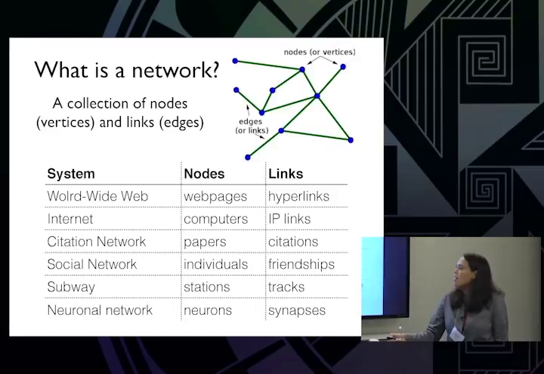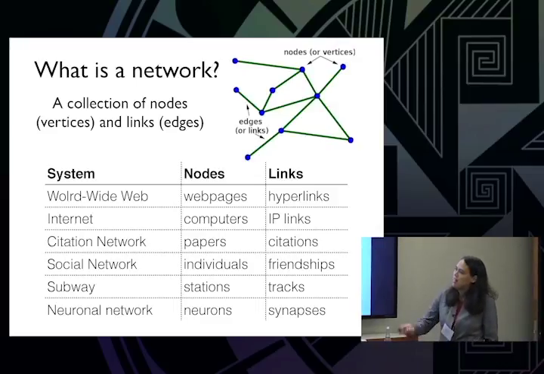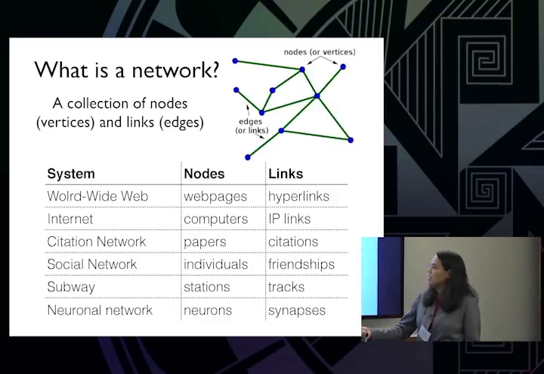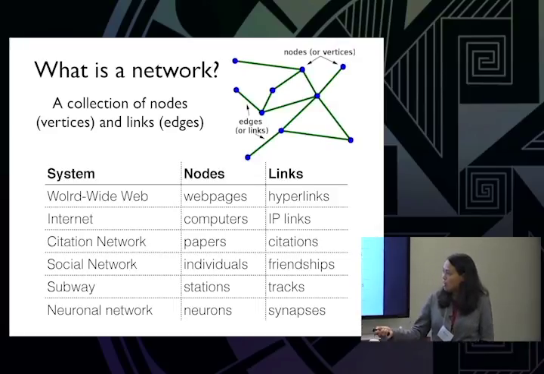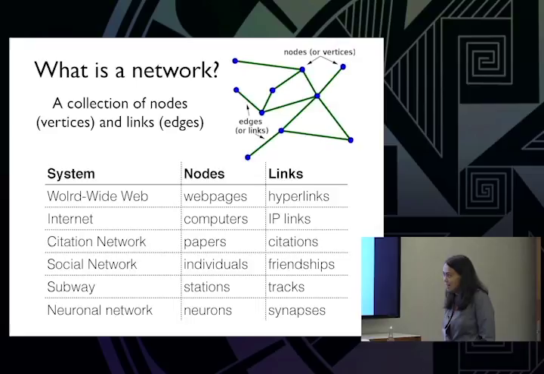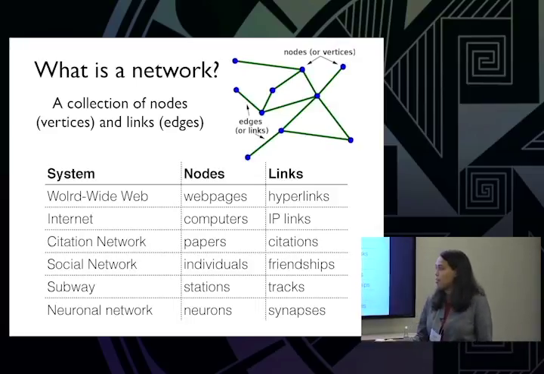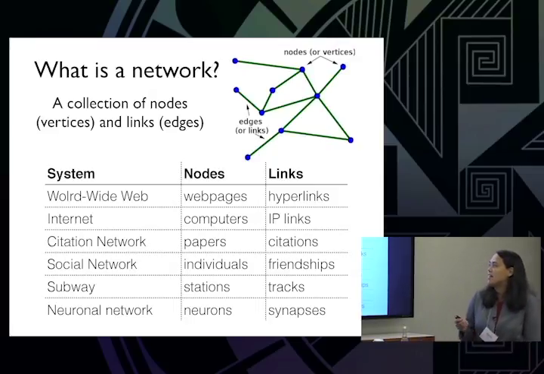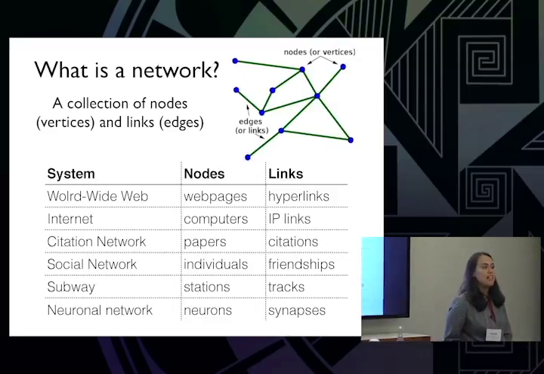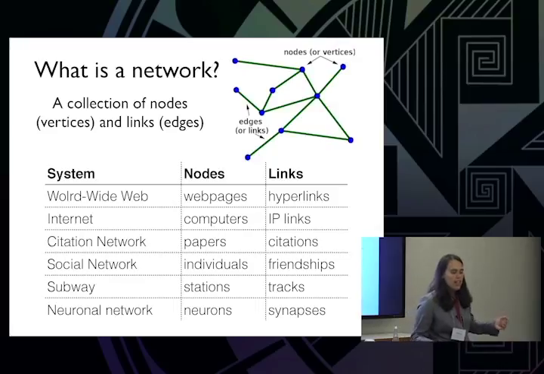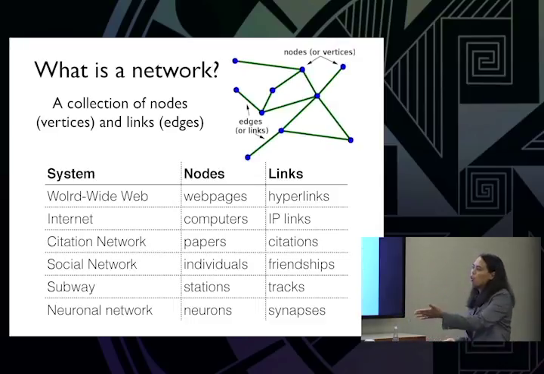So here are some different systems, some examples, and the nodes and links that are part of the network that composes that system. Okay, so the World Wide Web. The nodes are web pages, and the links are hyperlinks. So one web page has a hyperlink to another. So this is a directed network. A lot of the networks that I'm going to talk about are undirected. There's just a relationship between two nodes, and it doesn't go one way or the other. The World Wide Web is a specifically directed network.